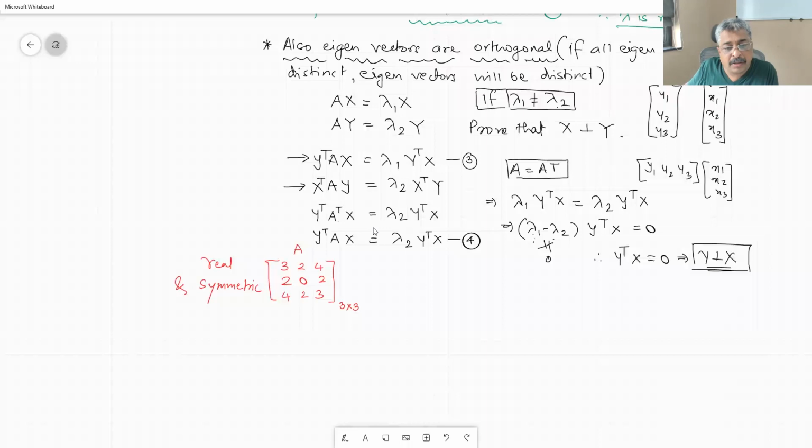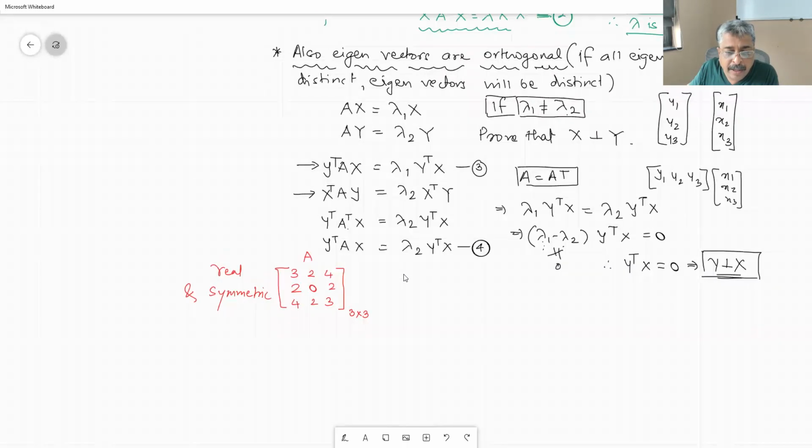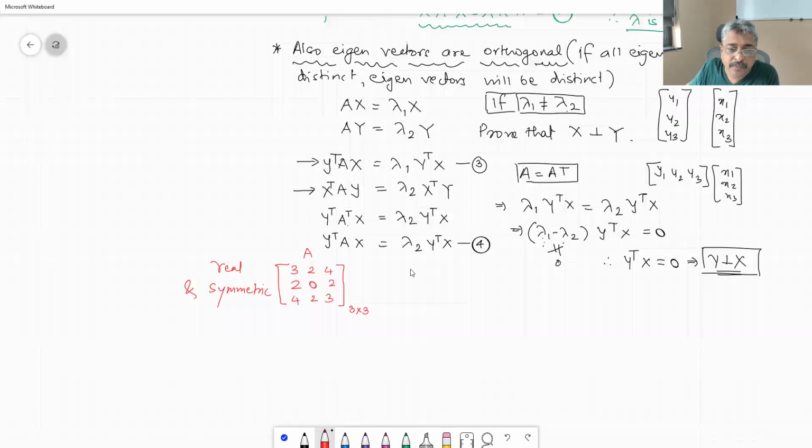Now if you solve the cubic equation in lambda, you will get lambda 1 is equal to 8, lambda 2 is equal to minus 1, lambda 3 is equal to minus 1. So we have repeated lambda values. So it is a defective case, repeated lambda values.